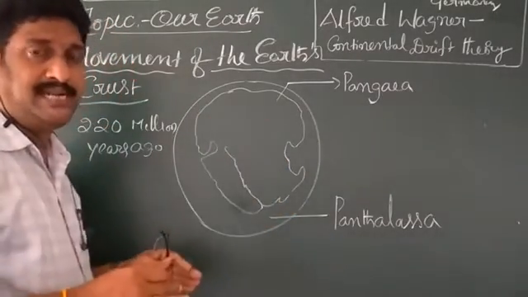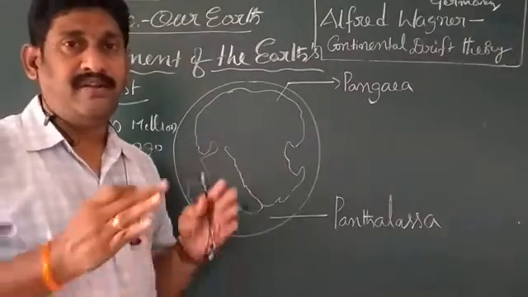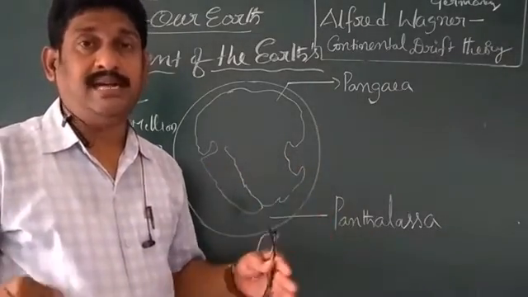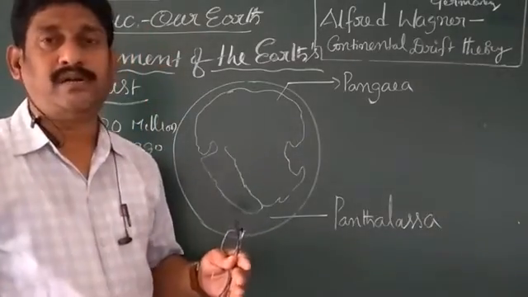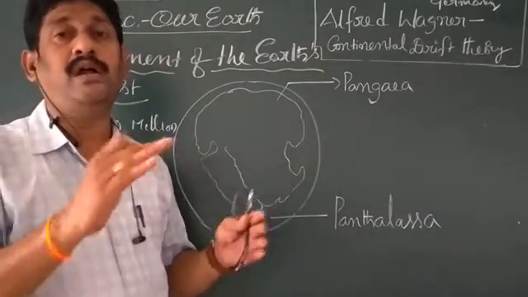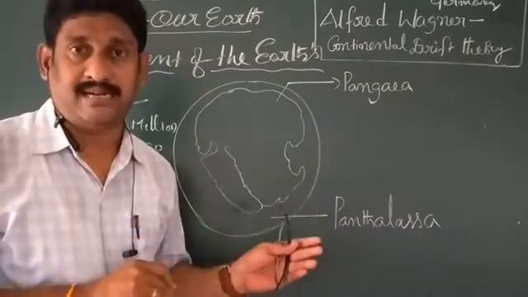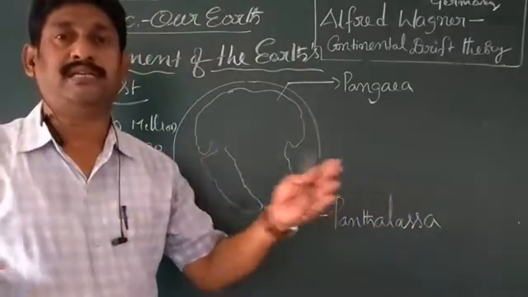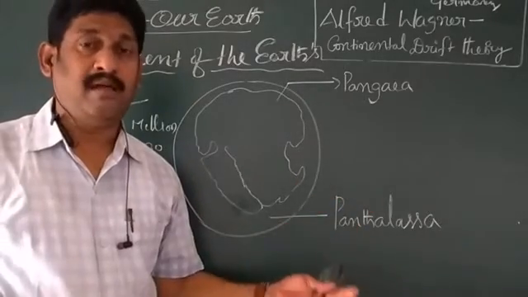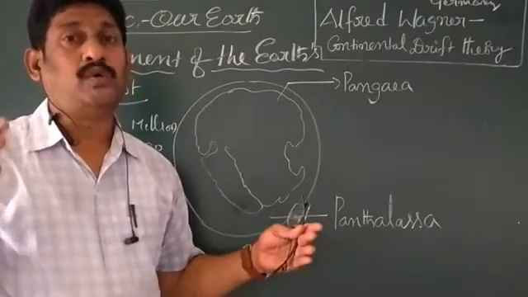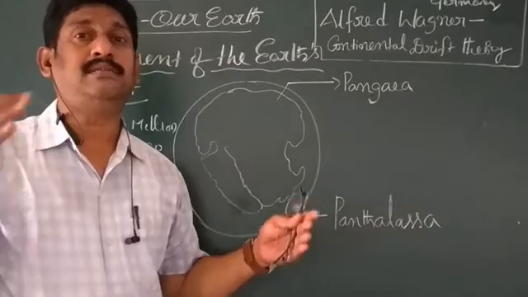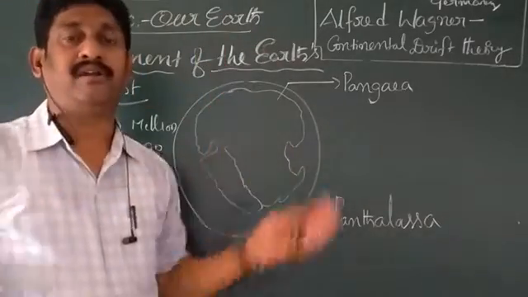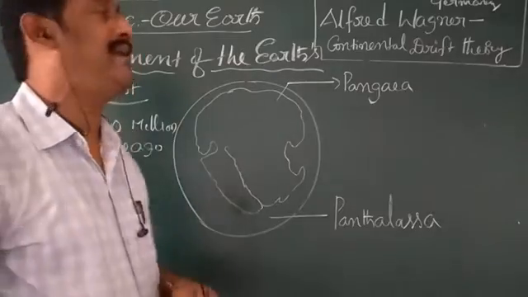That means at present what we are observing is different continents on the surface of the earth. Those days, 220 million years ago, it did not exist like that. Nowadays we are observing a number of continents, 7 continents at present. But 220 million years ago, it consisted of only one land. That one we can call a whole land.